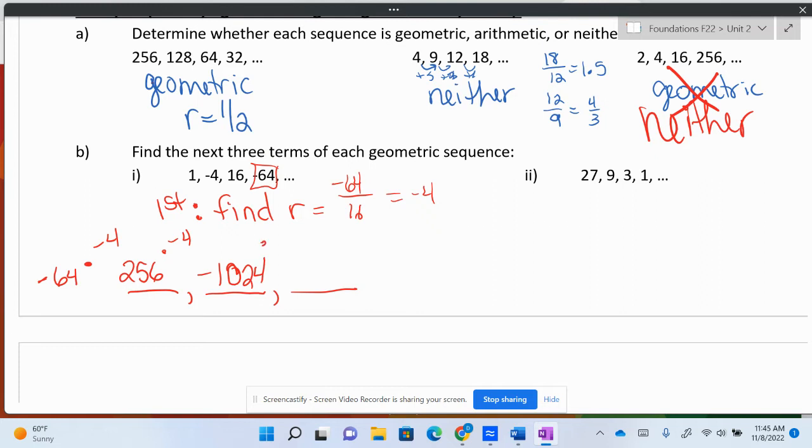And then I'm going to take that and multiply that by -4. 4096. So those are the next 3 terms of our sequence. So all we had to do was find R. That's the biggest thing, finding R, right? So let's do that again.